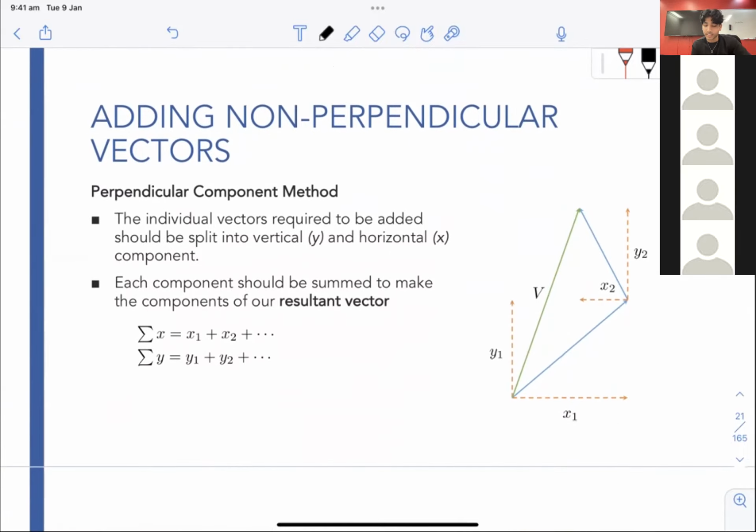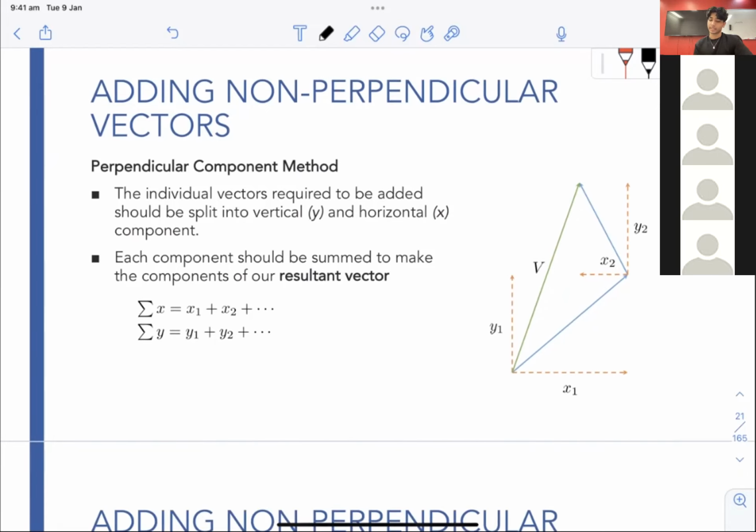Now, adding non-perpendicular vectors. For these vectors, the vectors V and these blue vectors here, all we've got to do is break them up into their vertical and horizontal components. So we're decomposing each vector in order to make them have vertical components and x components here. By adding up all the components, we're really adding up the whole vector. This is called the component method, where we break it up into components and add them together.